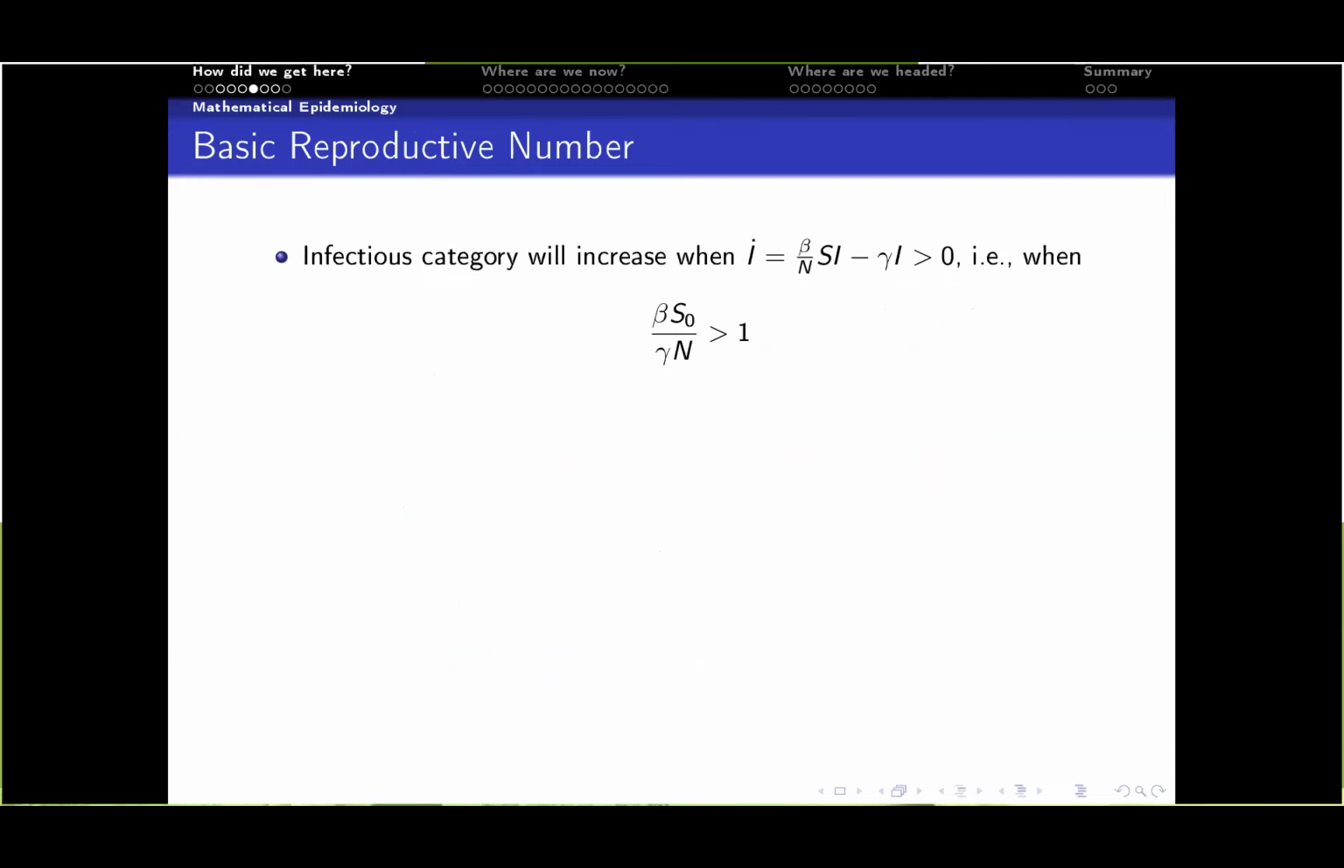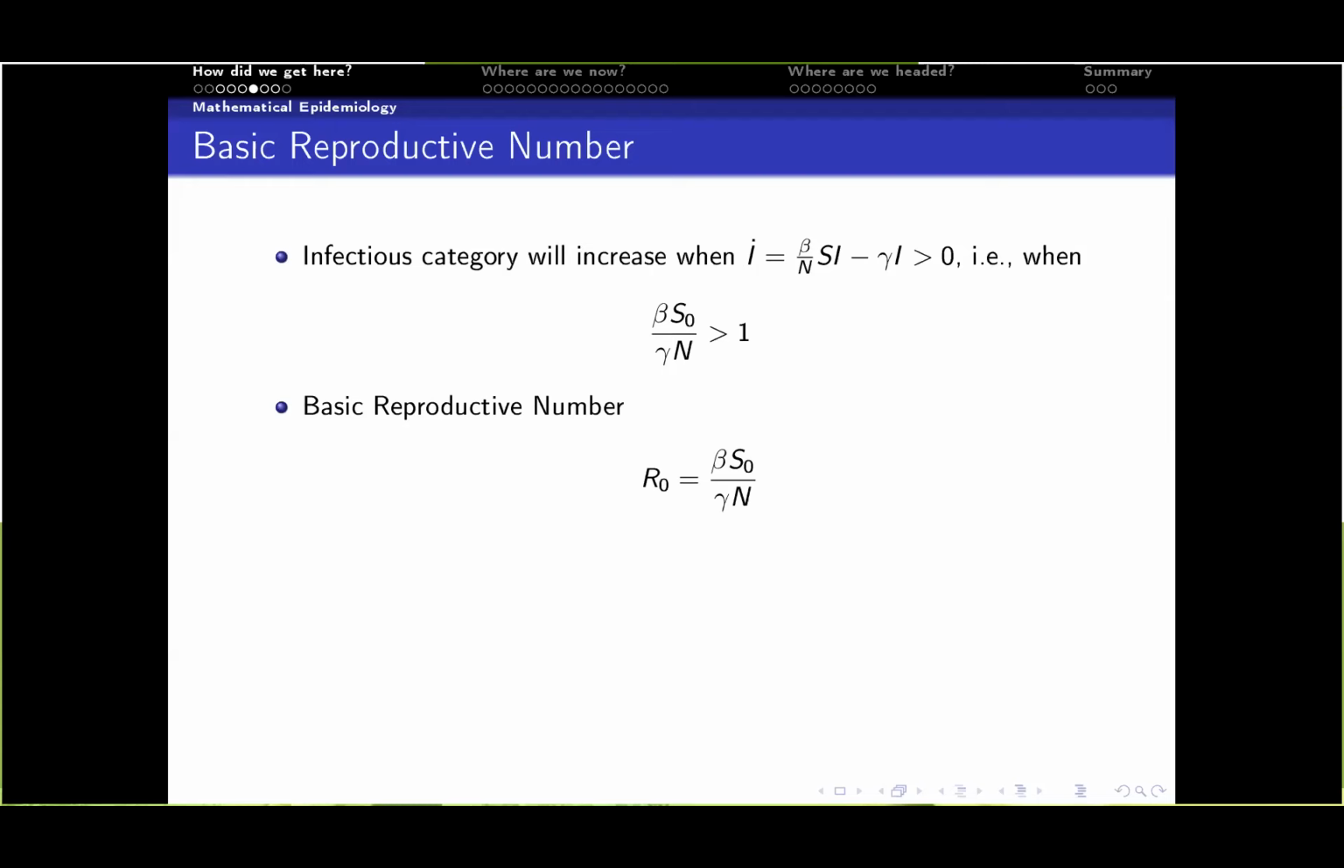This is the basic reproductive number: the infectious category increases, and this is the differential equation, when I is greater than 0 at your initial condition. You can very easily figure out that this means beta S naught over gamma N has to be greater than 1. And so that's what you end up calling the basic reproductive number for this ODE model.